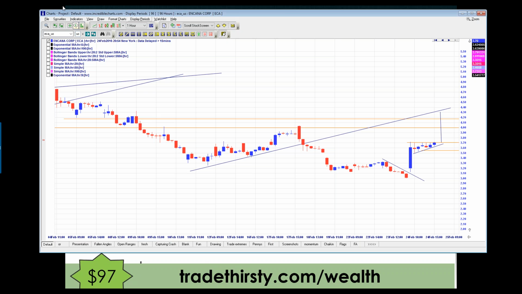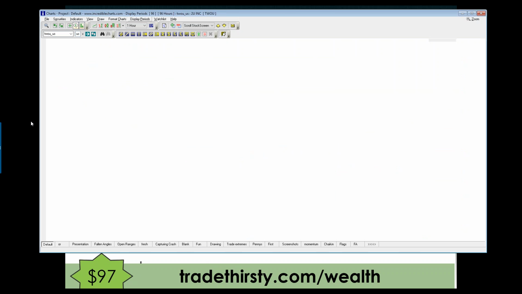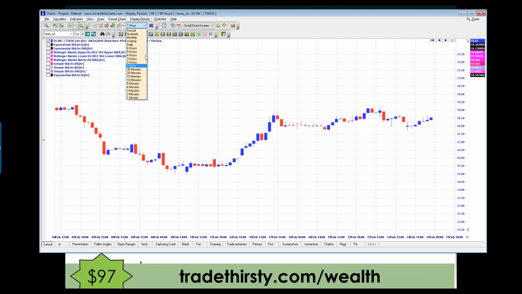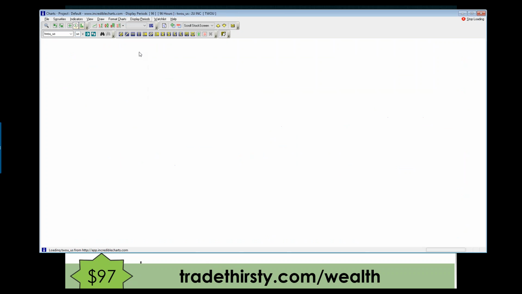What is this strategy called? This strategy would be a flag formation. TWOU has earnings tomorrow. Okay, let's have a look.